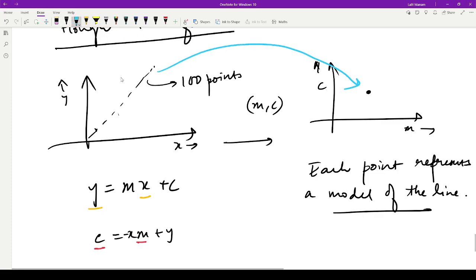here a point represents a line. And what about the other way around? If I draw a line here, what does it mean?